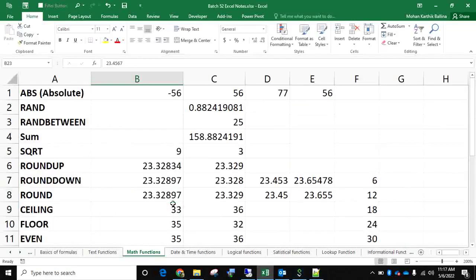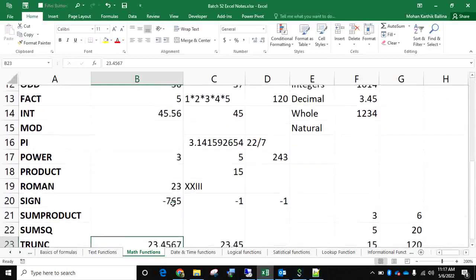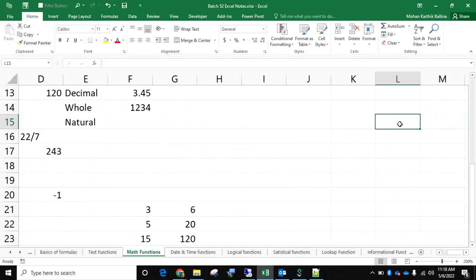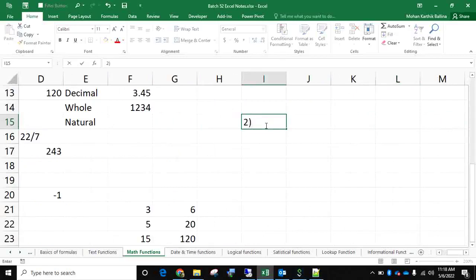Next, we have a few left. MOD, right? You know MOD. Do you remember the divisions? For example, 2 into 4, 2 times division, 2 times 4 times.